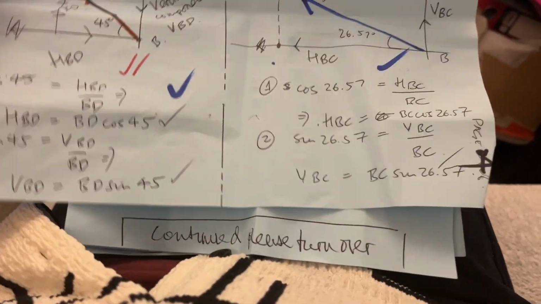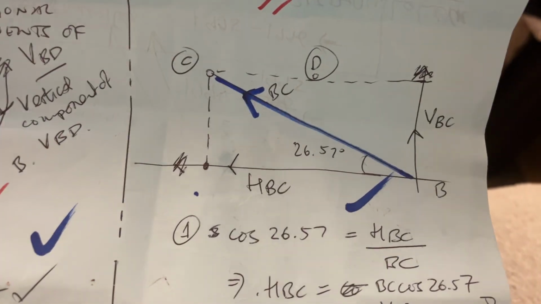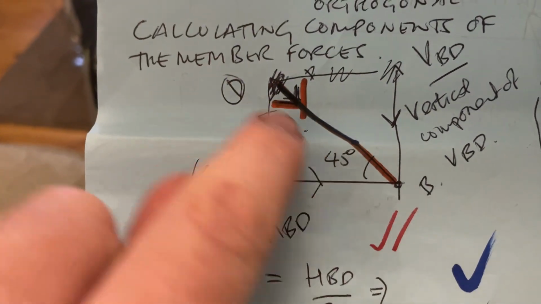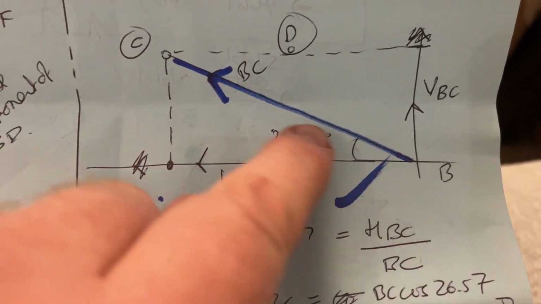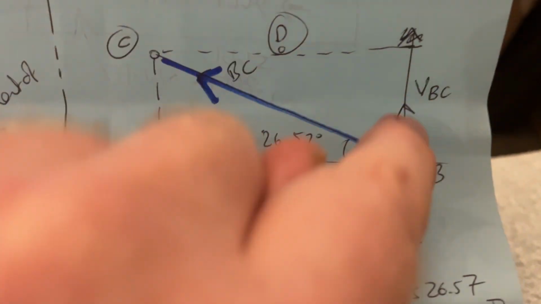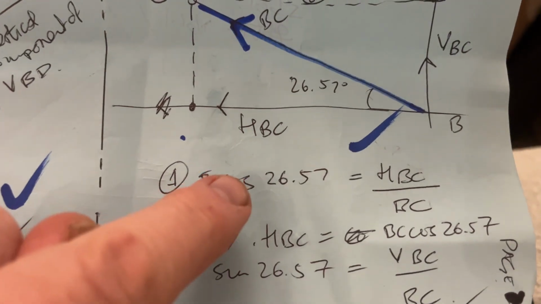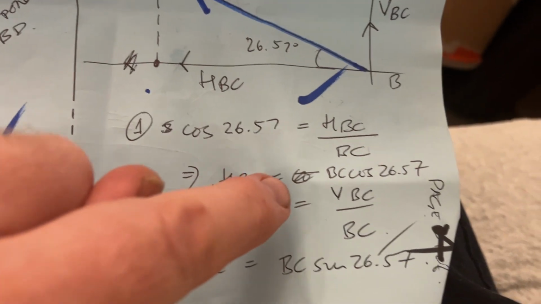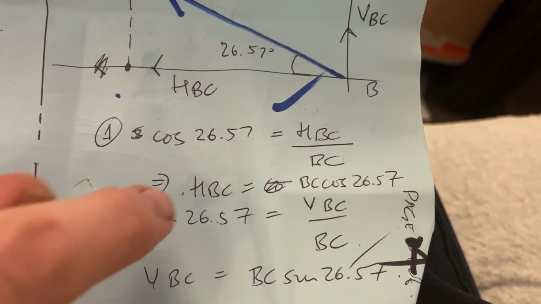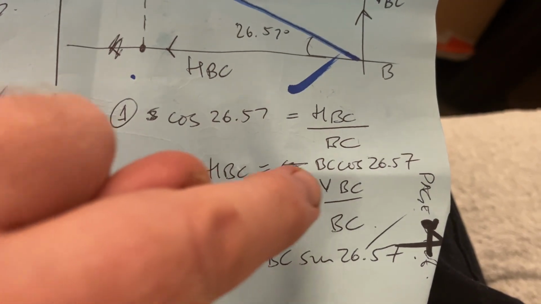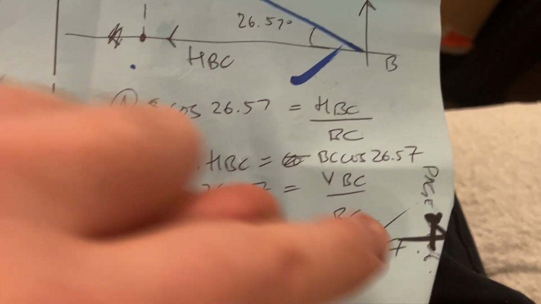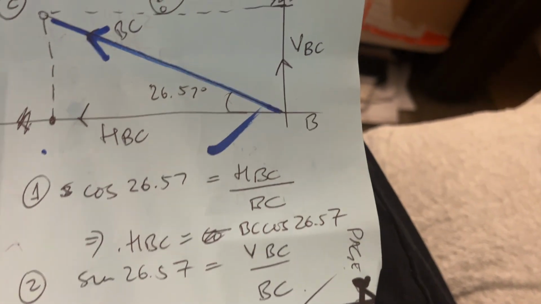So this is a continuation of the pin jointed framework solution. On this part, I finished off the last one with this, the 45-degree one. This is the 26.57 one, VBC, HBC. Cos 26.57 is HBC over BC, so HBC equals BC cos 26.57. Sine 26.57 equals VBC over BC, so VBC equals BC sine 26.57. That's that one.